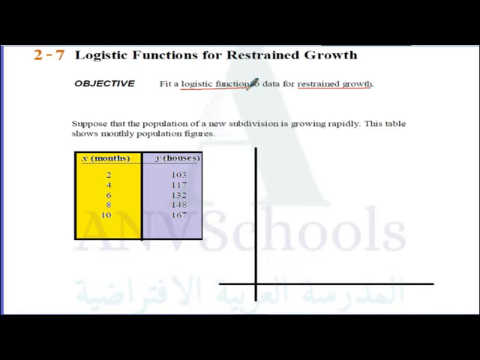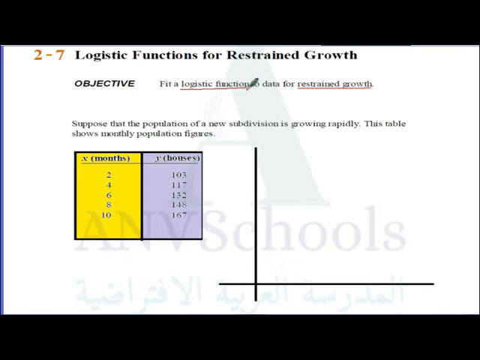Suppose that the population of a new subdivision is growing rapidly. When it's new, it caters a lot of reservations, and the more reservations are being produced, the more houses would be built. In this case, x refers to the month and y refers to the houses that were built, or the population of houses in that subdivision.